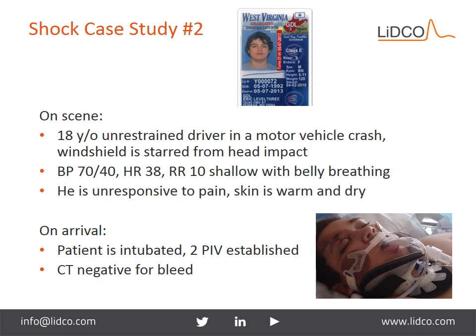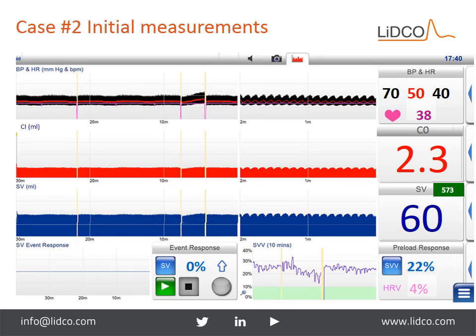So knowing what we know, mechanism of injury, and how he presents, what kind of shock do you think this young man is in? So we get LiDCO on him, and you can see there his blood pressure is 70/40, his heart rate is 38, his cardiac output is 2.3, stroke volume is 60, and his SVR is 573 in the green box.